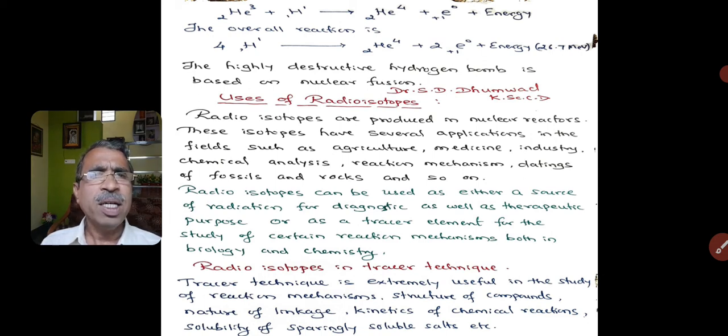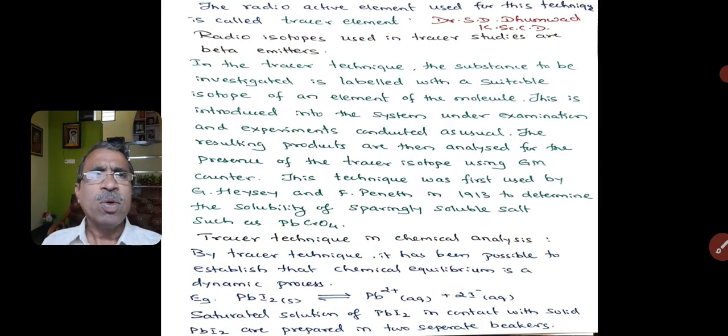Radioisotopes can be used either as a source of radiation for diagnostic as well as therapeutic purposes, or as a tracer element for the study of certain reaction mechanisms in both biology and chemistry. Now let us restrict ourselves to radioisotopes in the tracer technique. The tracer technique is extremely useful in the study of reaction mechanisms, structure of compounds, nature of linkage, kinetics of chemical reactions, solubility of sparingly soluble salts, etc. The radioactive element used for this technique is called the tracer element.